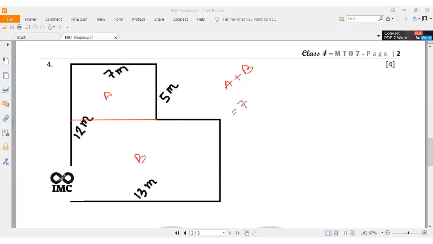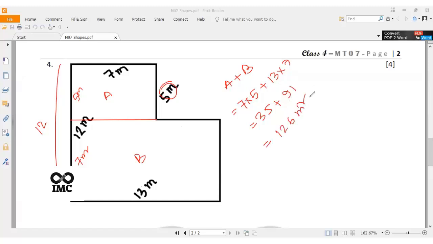Length multiplied by 5. So 7 multiplied by 5 plus area of B. Look, total is 12. And if this one is 5, we can say this length also will be 5. 12 minus 5 will be 7 meter. So area of B will be 13 multiplied by 7. So 7 5s are 35 plus 13 7s are 91. 126 meters square will be the correct answer.